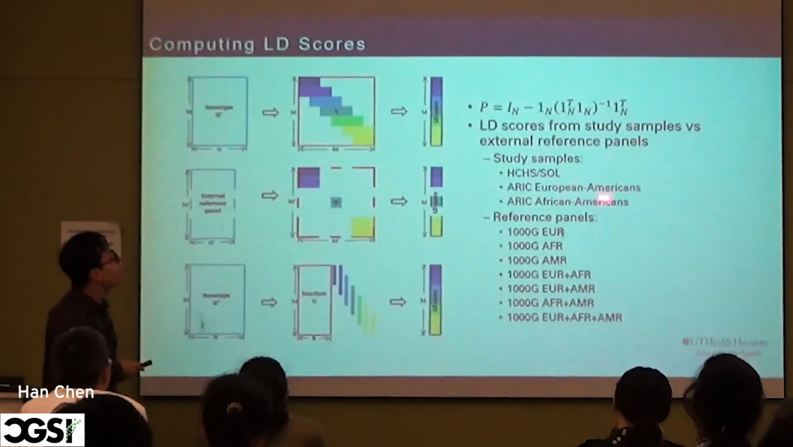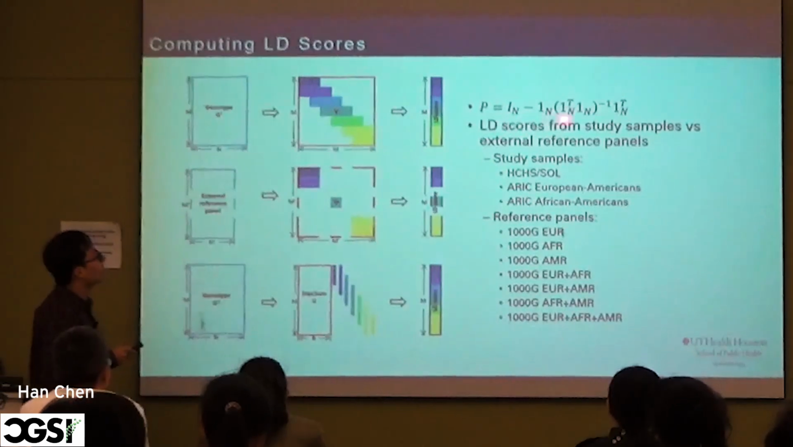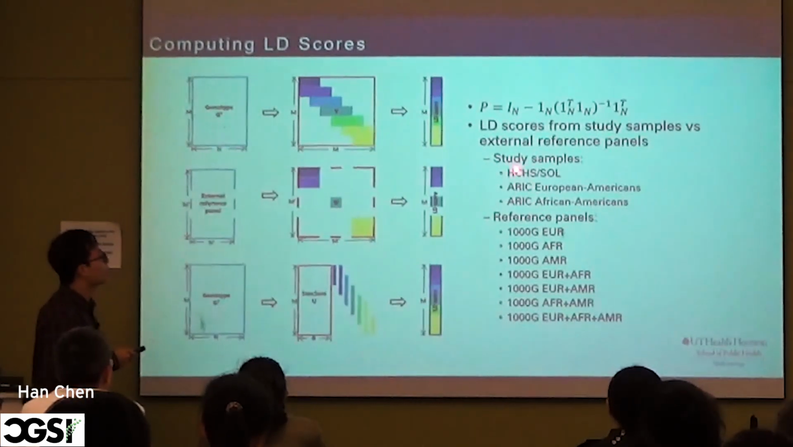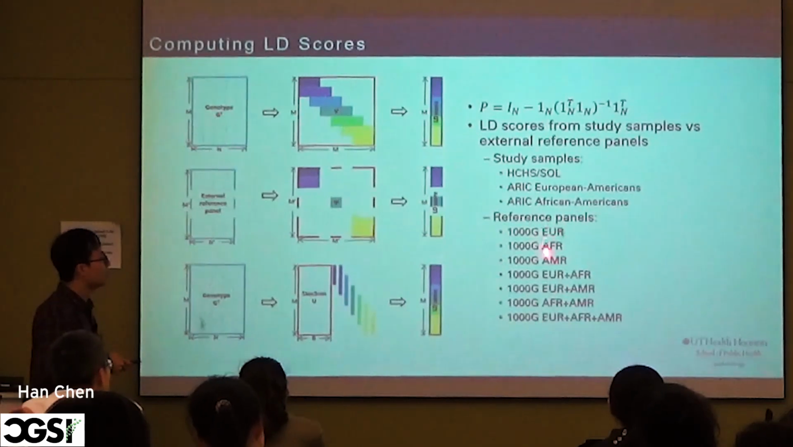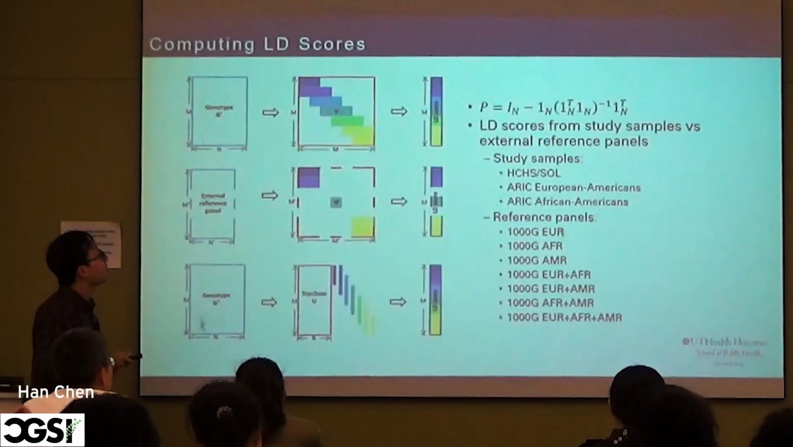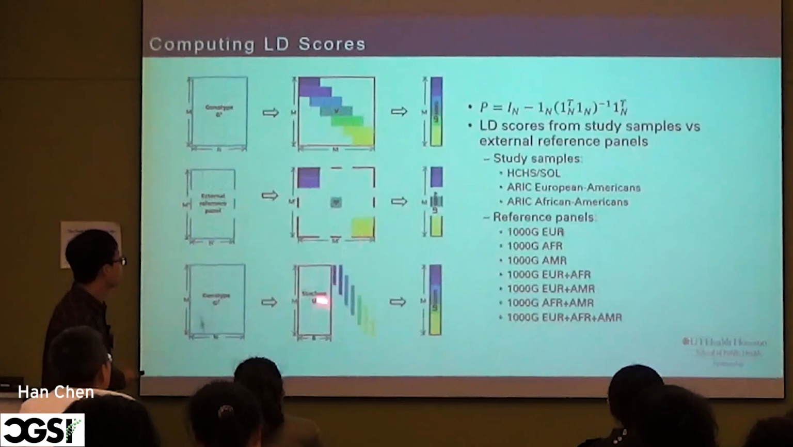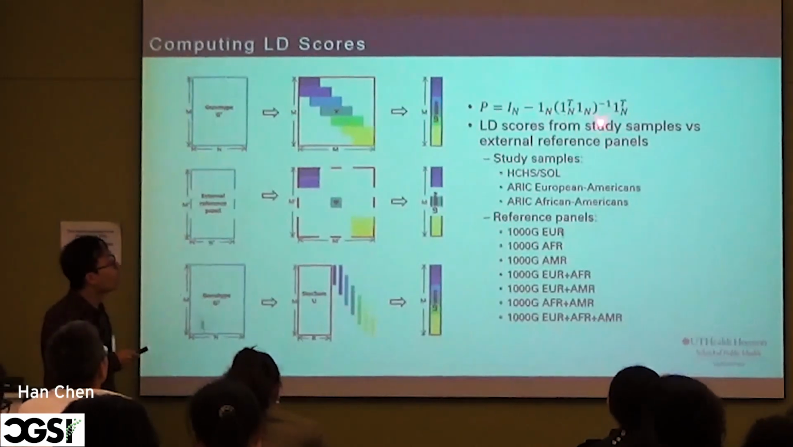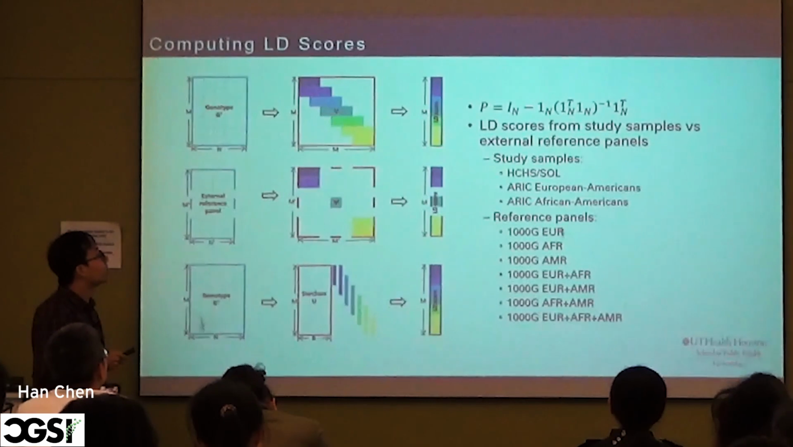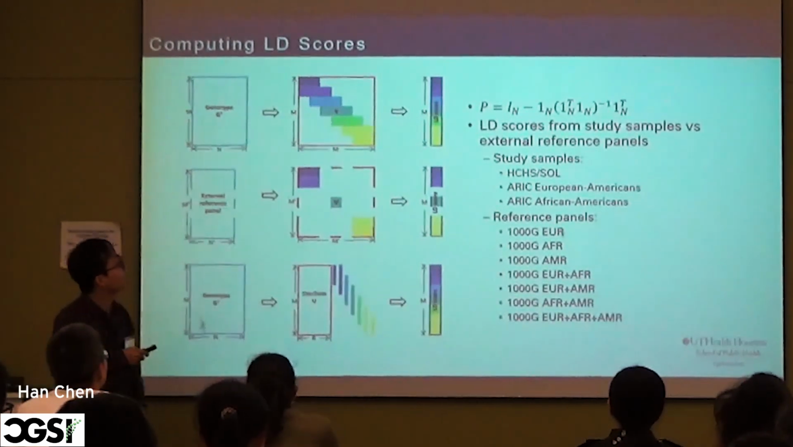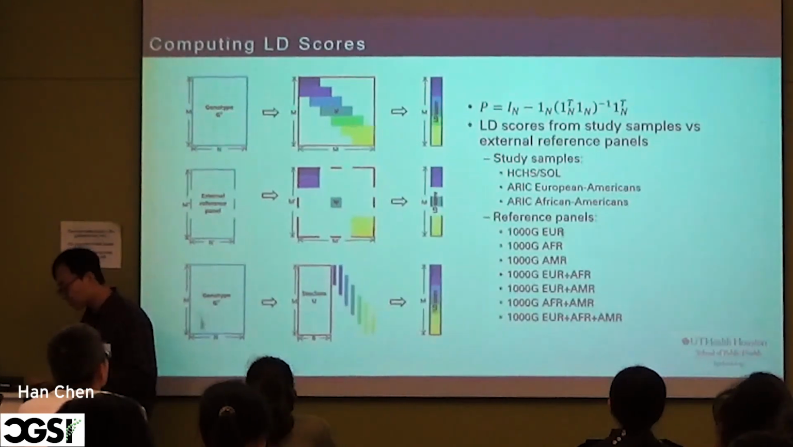So we were comparing the LD scores from the study samples. We use two different studies and compare them to those computed from external reference panels. We have 3 1000G superpopulations, and you can see that this is a projection matrix for the stochastic summary statistics. This is nothing more than simply taking the genotypes and subtracting the column mean, right? So you can see that this is an idempotent matrix.